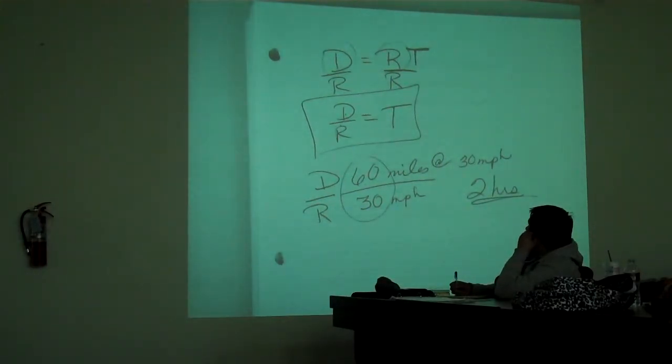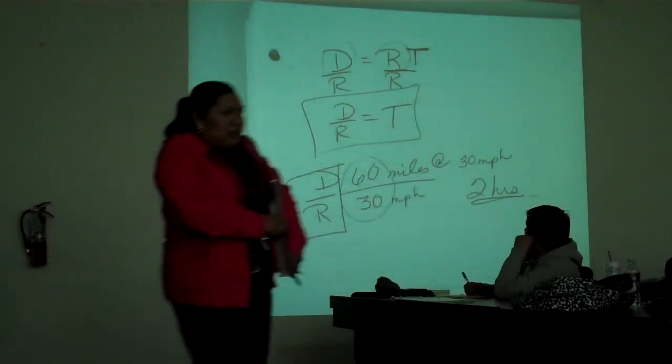So that's what you've got to do with route A and route B. You're going to take the distance and divide it by how fast you were going. Okay? So you need to make sure you do that. Distance divided by rate.